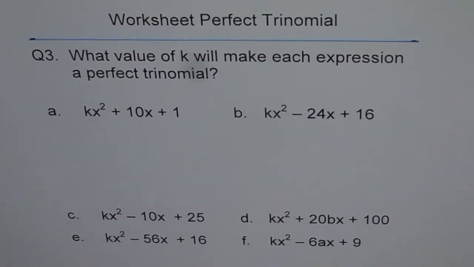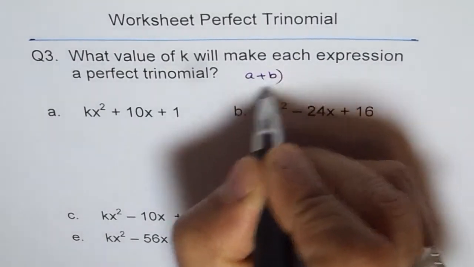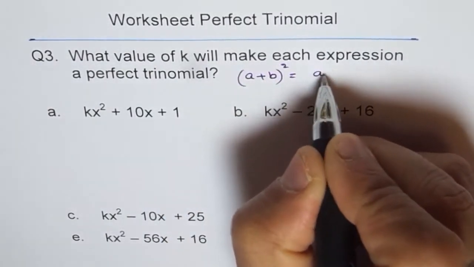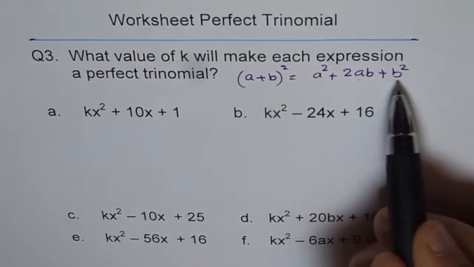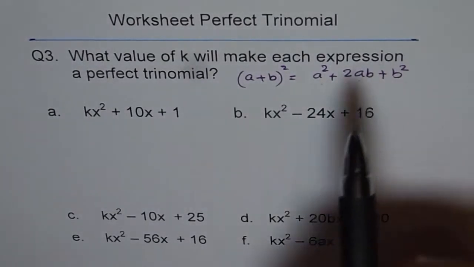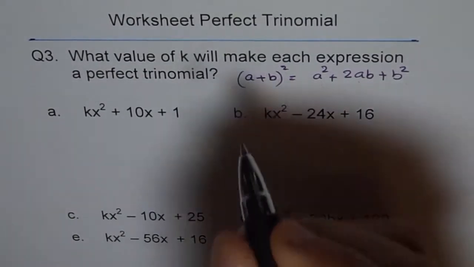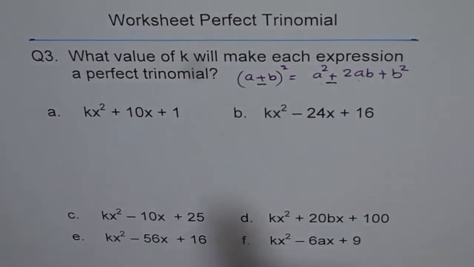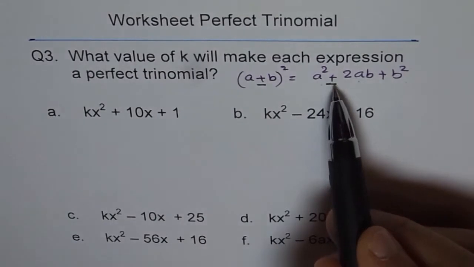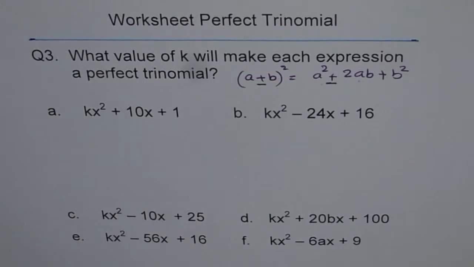I hope by now you understand what is a perfect trinomial, right? A perfect trinomial is something like this. If I have (a plus b) whole square, it could be written as a square plus 2ab plus b square, right? So that is a trinomial. It has got three different terms. If it could be factored and written in the form of (a plus b) whole square or even (a minus b) whole square, then it is called a perfect trinomial. If it is (a minus b) whole square, the middle term will have minus as its coefficient, right? So that is what a perfect trinomial is.